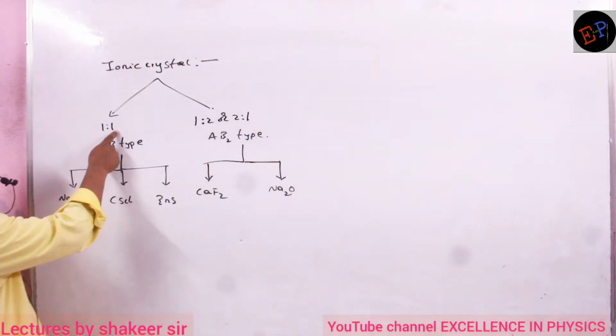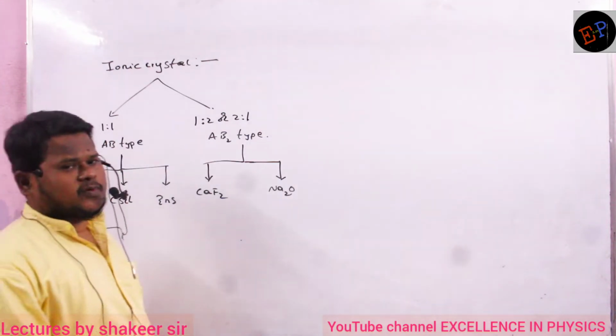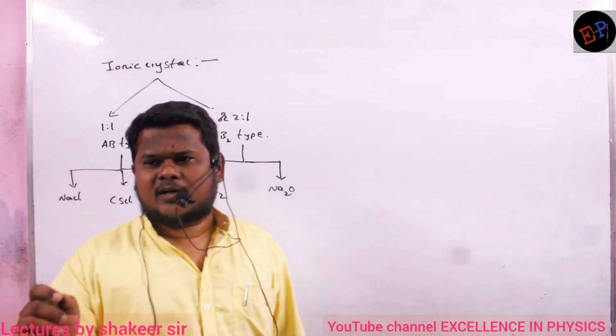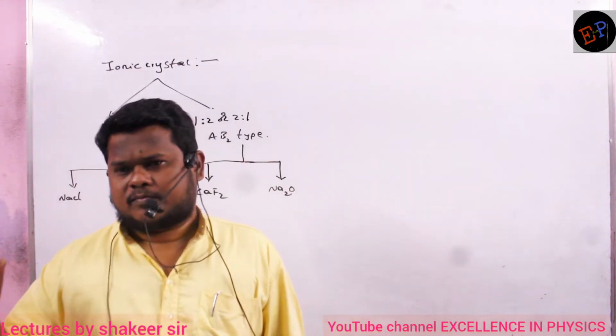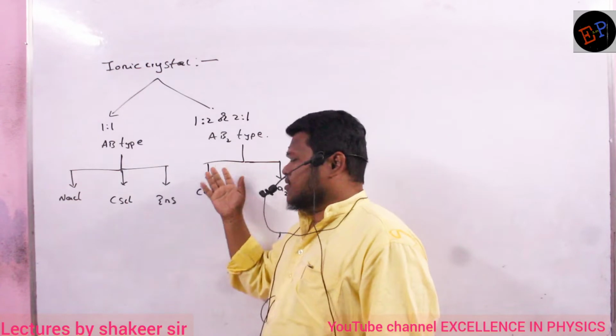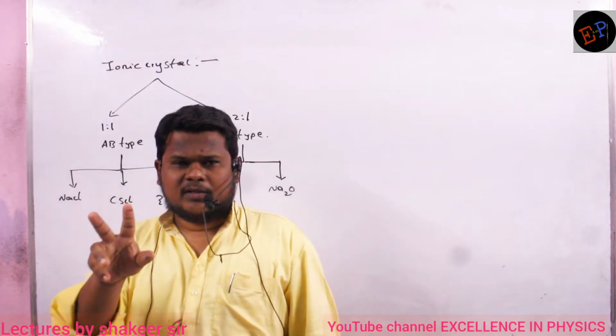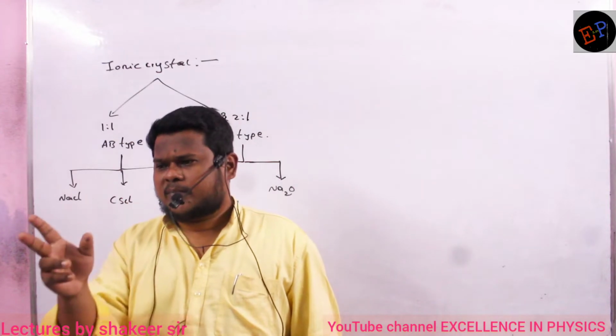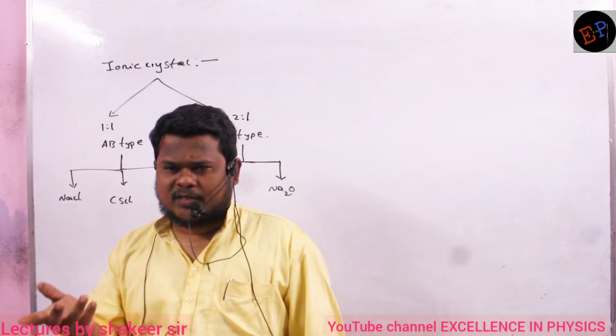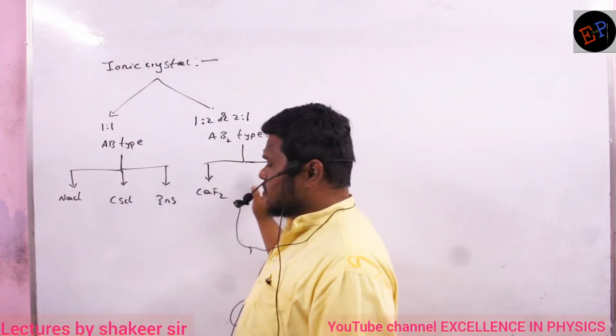So these ionic crystals may be in the ratio of 1:1. It means for every one anion, there may be one cation. And they may be present in the ratio of 1:2 or 2:1. That means for one anion, there will be two cations, or for one cation, there will be two anions. Are you able to understand? So these are the possibilities which we have.